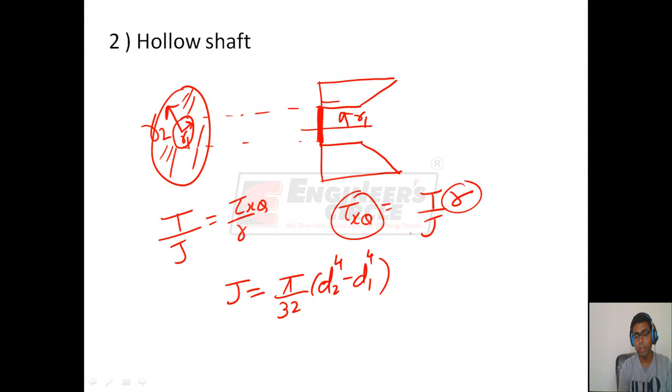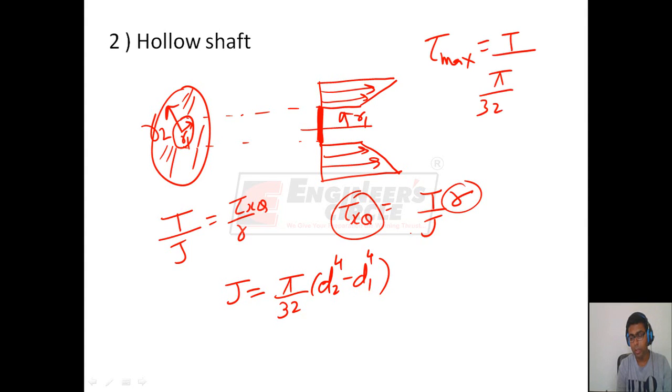But beyond the radius R1 there will be shear stresses. So in this case tau max is given by T divided by J, J is pi by 32 into d2 to the power 4 minus d1 to the power 4, into R max. R max will be equal to R2.